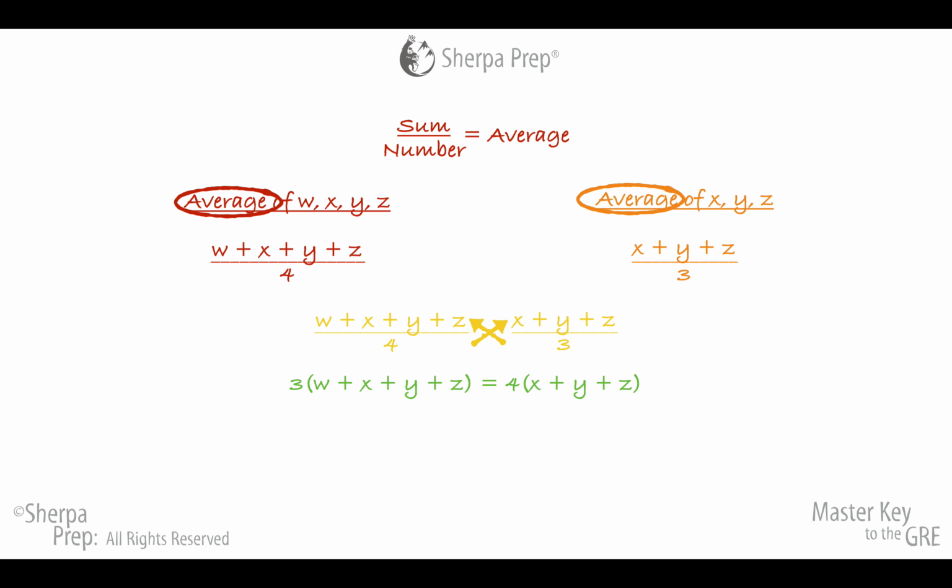Of course, we can simplify this information, right? If we distribute the 3, we get this. And if we distribute the 4, we get this.